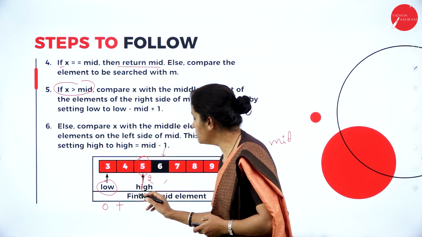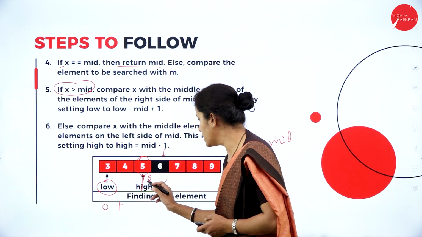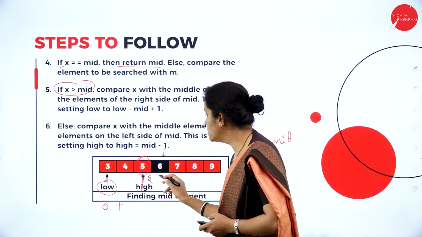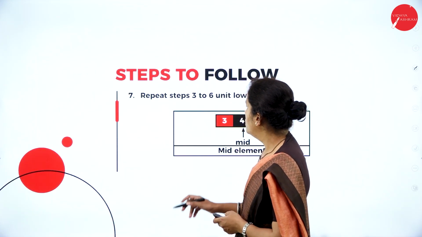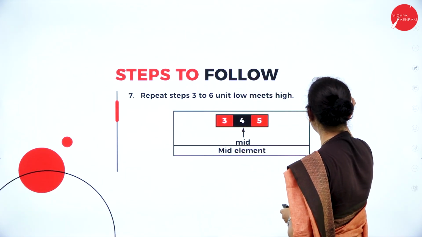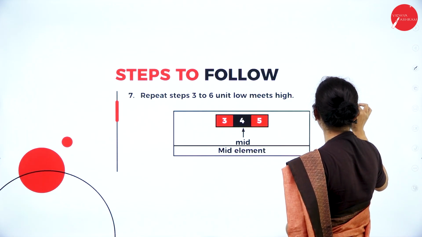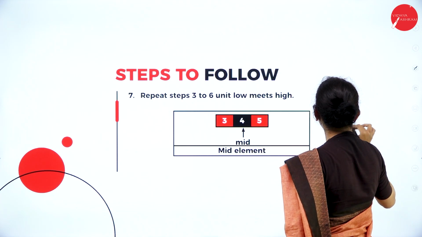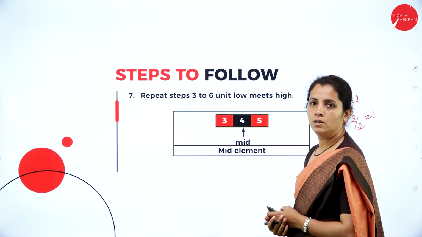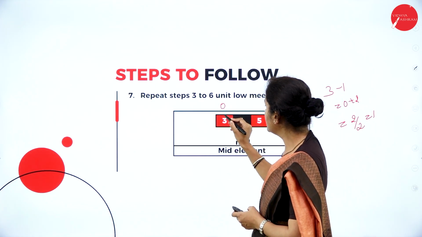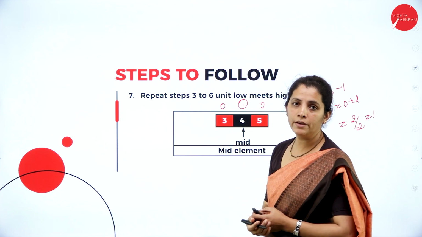And what about high? That is nothing but the middle minus 1. Middle is how much? 3. 3 minus 1, 2. Okay, fine. See here, 0 plus 2, so it is 2 by 2, that is nothing but 1. So if I consider the index 0, 1 and 2, which is my middle now? Middle is nothing but the 4.